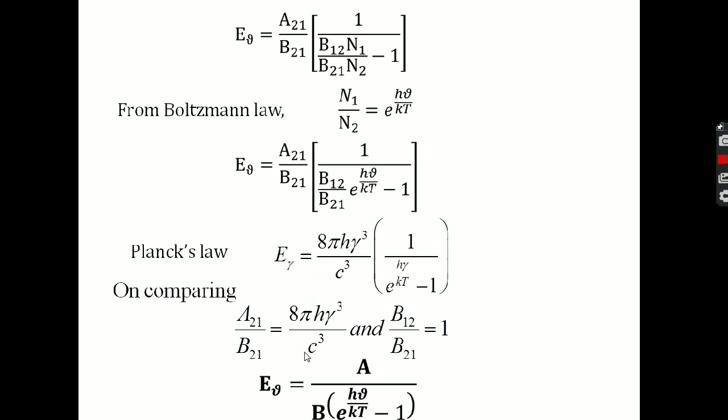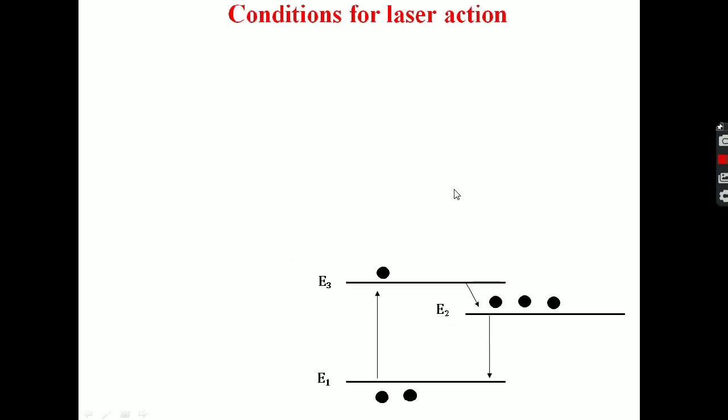Now, the same equation is written in this way. A21 by B21 is simply written as A by B. A21 is taken as A, B21 is taken as B. And since B12 by B21 is equal to 1, it is written this way. So, this is the expression for the energy density of the laser beam produced by a laser device.